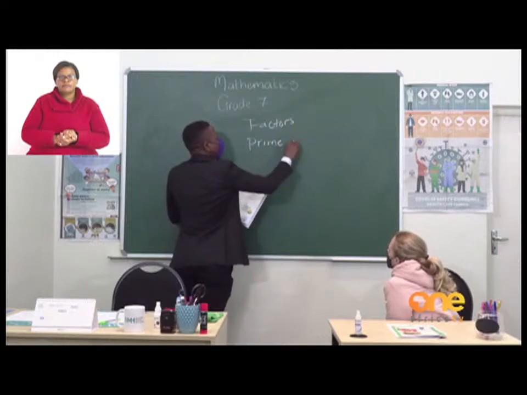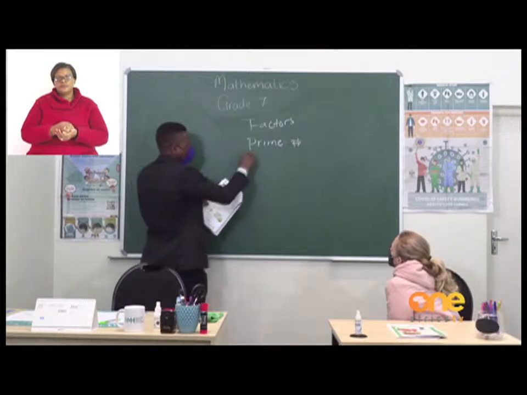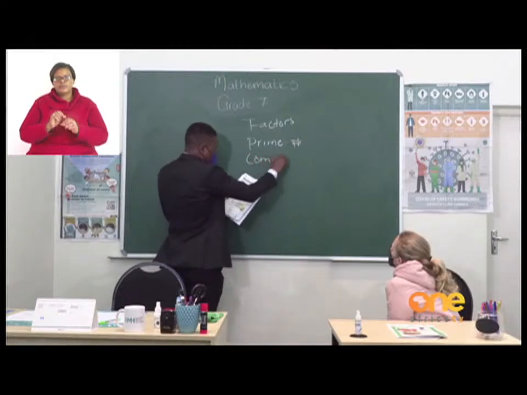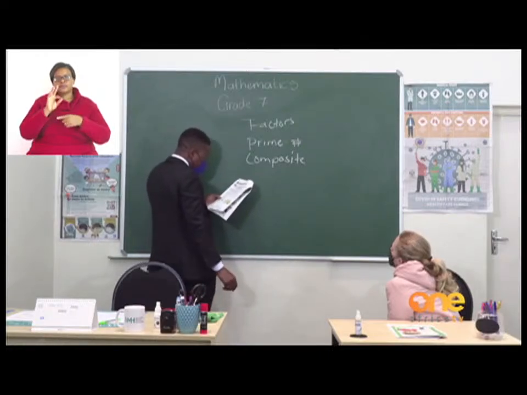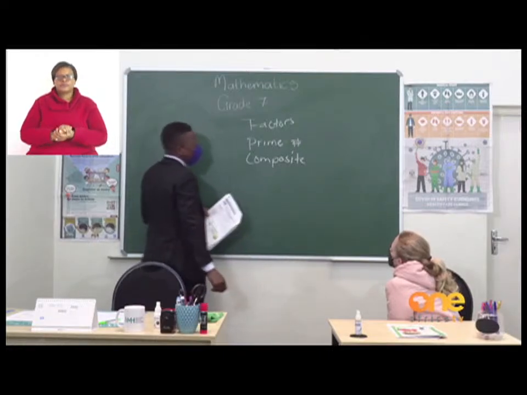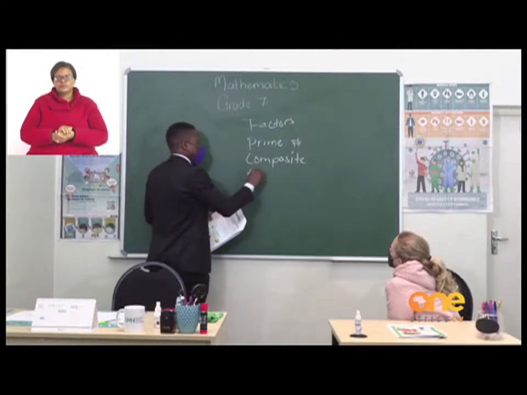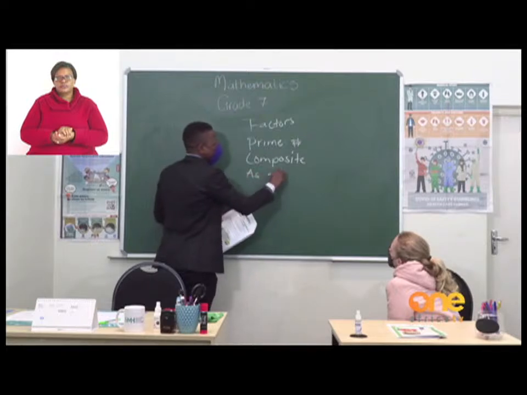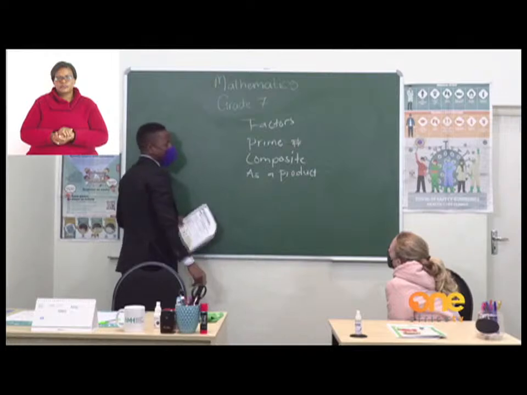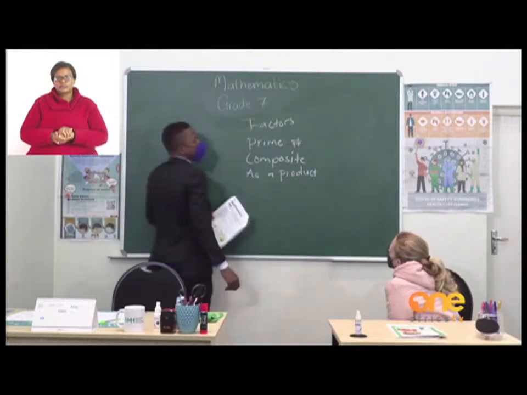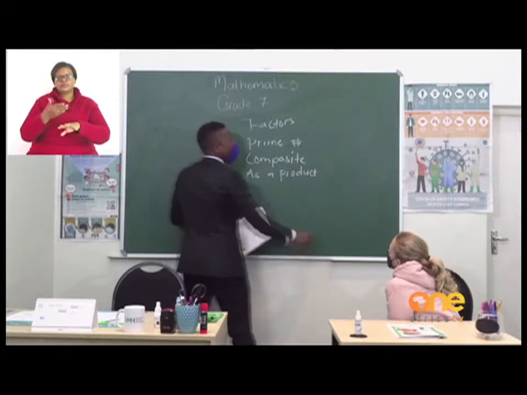Prime numbers. We have composite numbers. And the last one is to write a number as a product of its prime factors. So I have to give an example of 12.